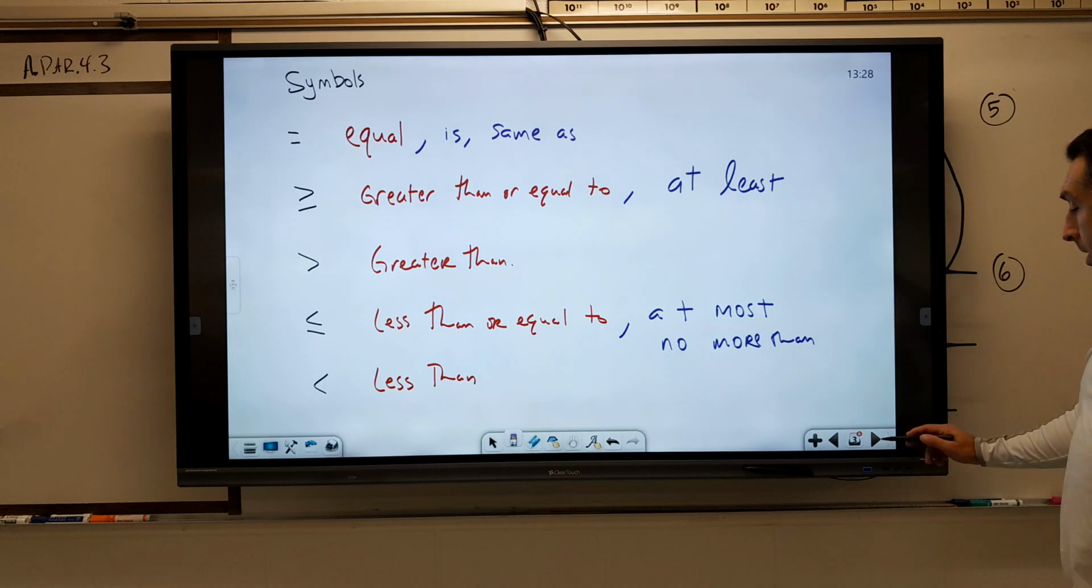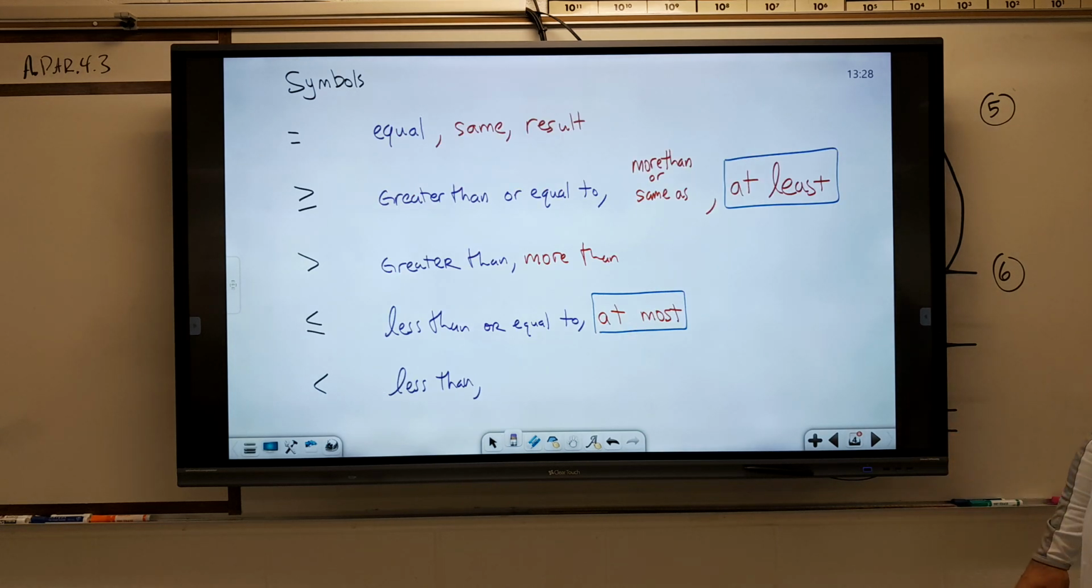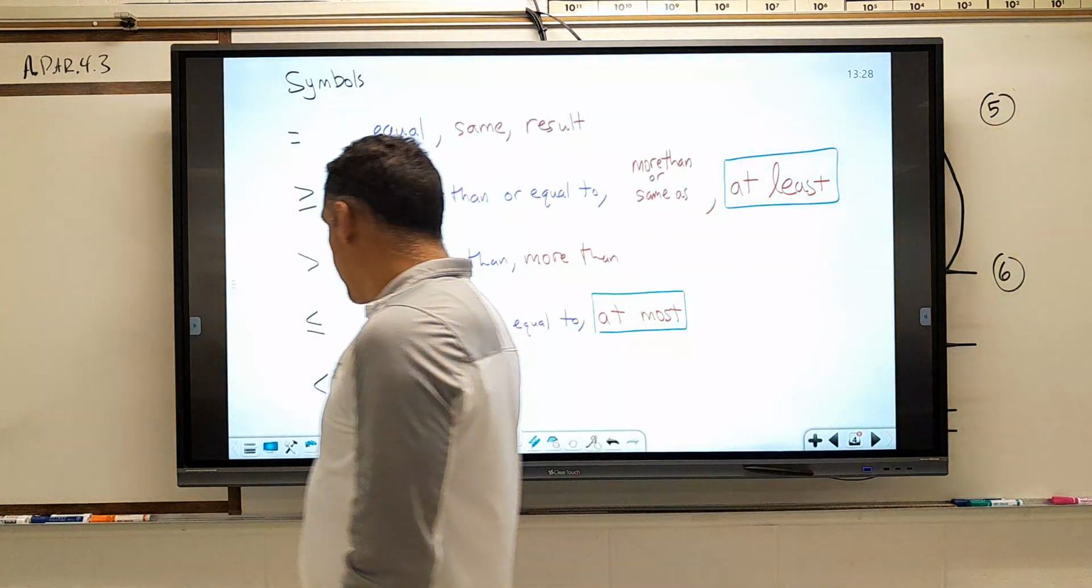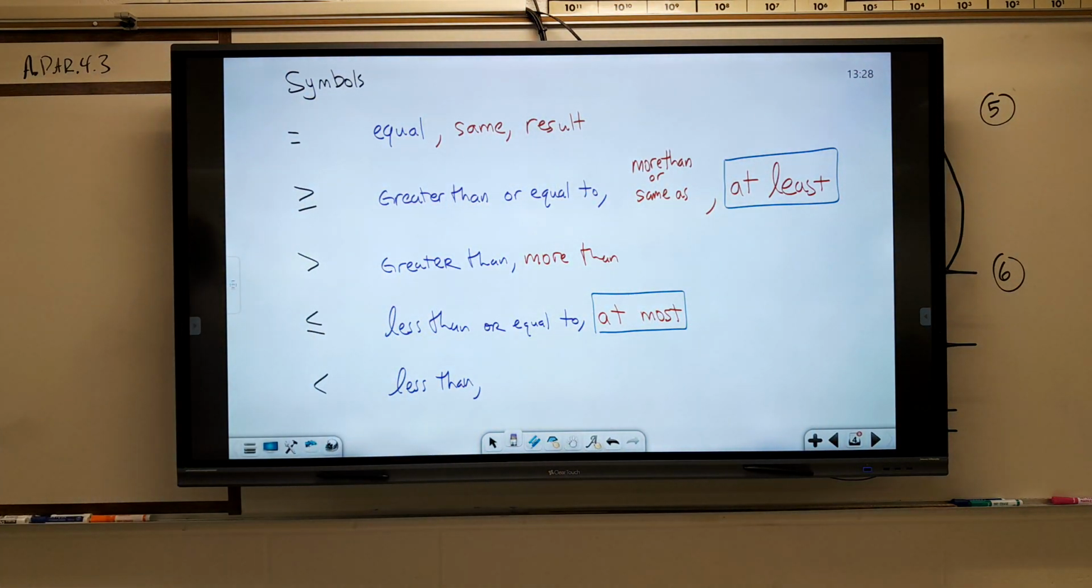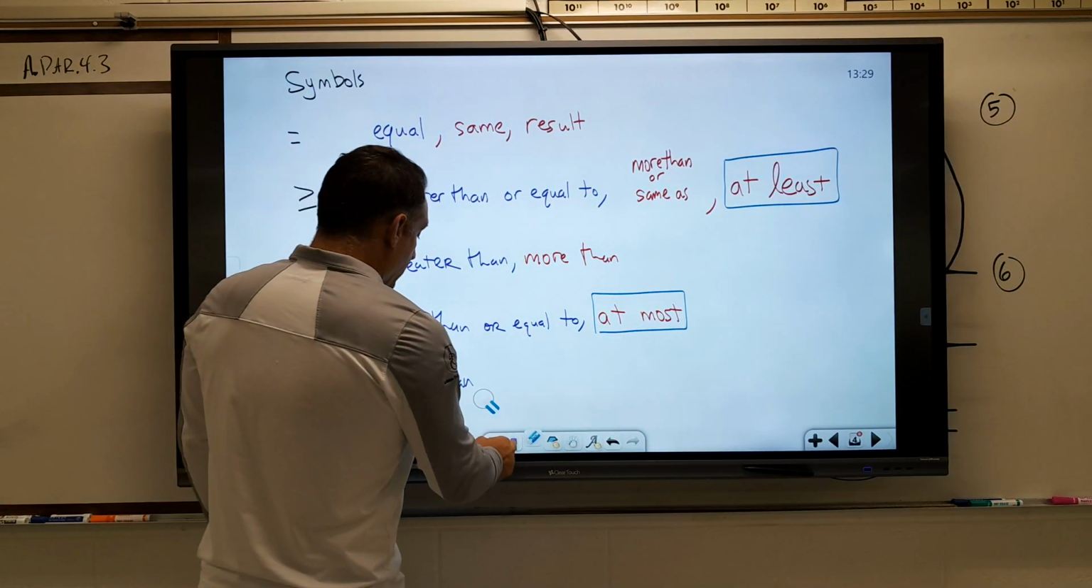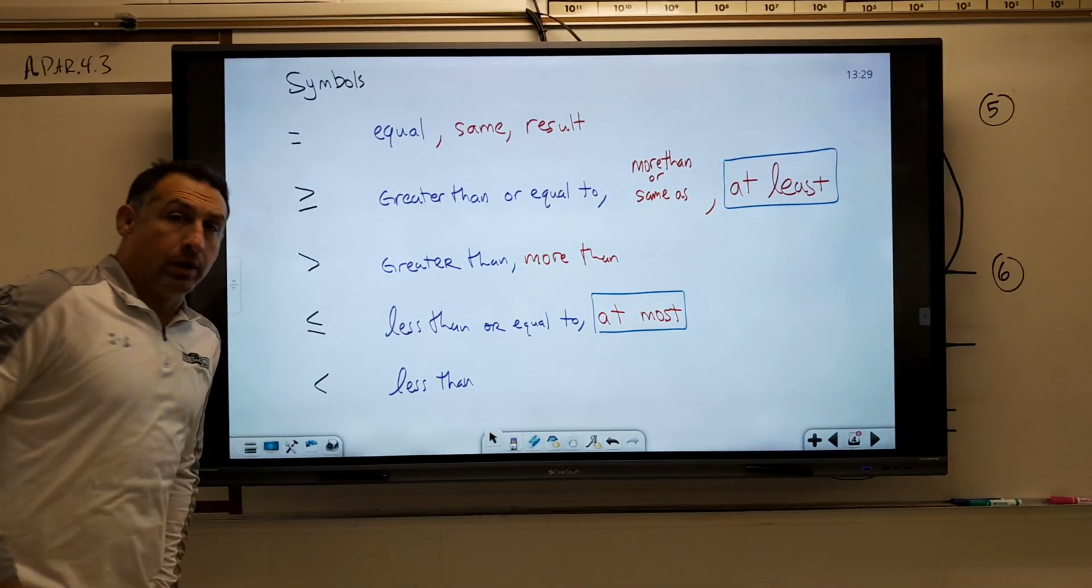Trying to think of what else I may have put in other classes. Similar stuff in the other classes we talked about. Okay, so we have at least a fighting chance for some of these translations we're going to be doing.